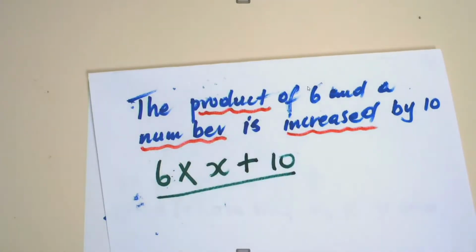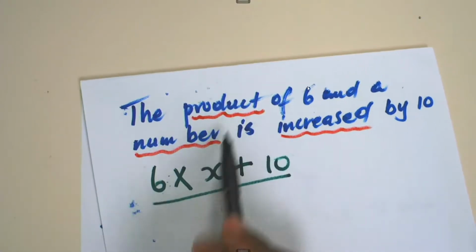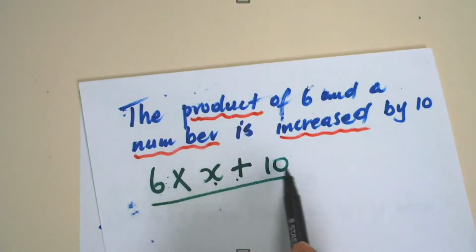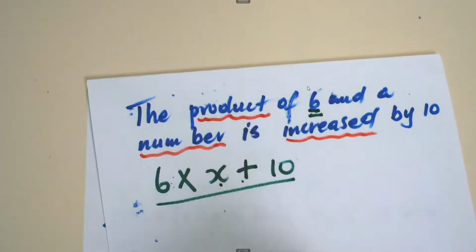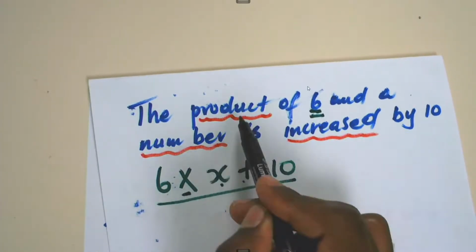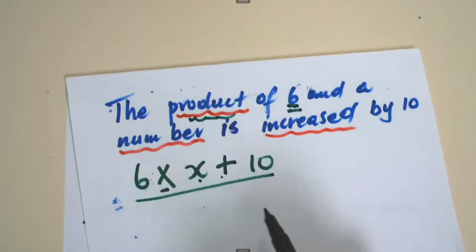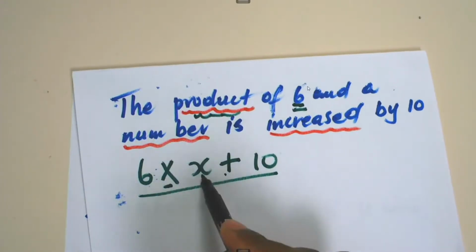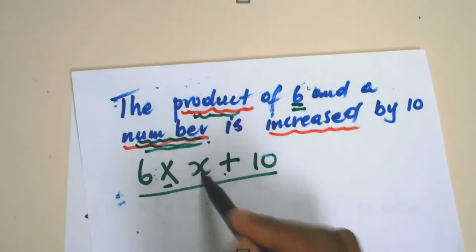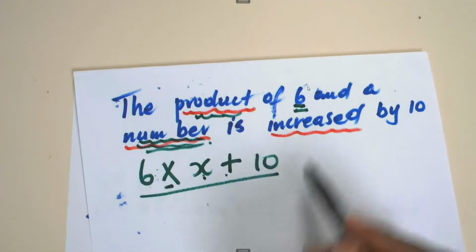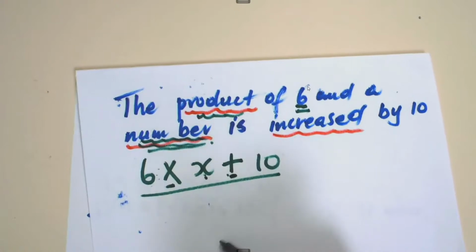So this is our expression: 6, the product, multiplied by x, plus 10. Why? Because where did we get 6? It was given to us. Where did we get multiply? Because it says a product. Where did we get x? A number. It is an unknown. An unknown is a variable, which is x. Increased is a plus. And then 10, there we have it.